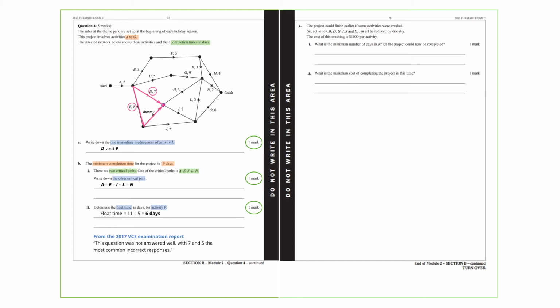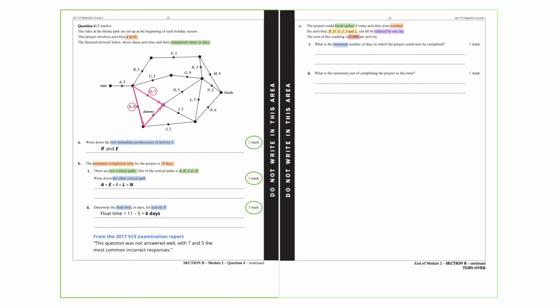Part C. The project could finish earlier if some activities were crashed. 6 activities, B, D, G, I, J, and L, can all be reduced by 1 day. The cost of this crashing is $1,000 per activity. Part I. What is the minimum number of days in which the project could now be completed?